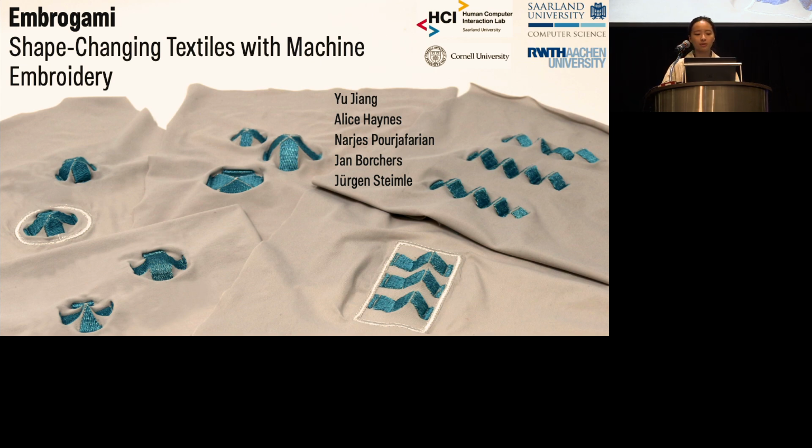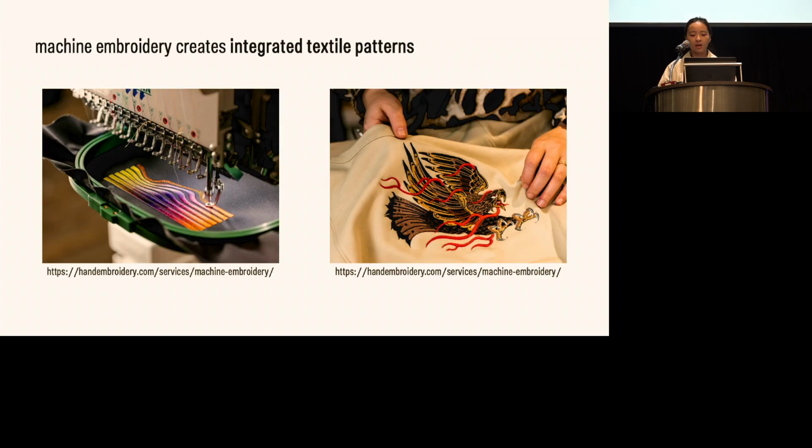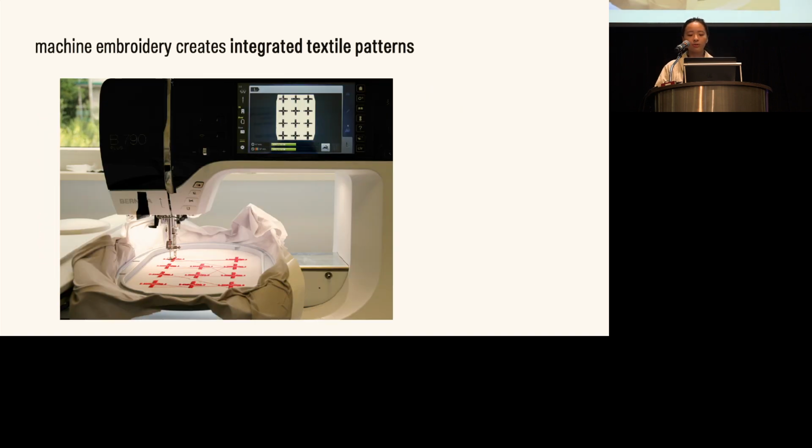Hi, this is Yu Jiang from Saarland University in Germany, and today I'm presenting Embrogami, which explores shape-changing textiles with machine embroidery. Digital fabrication tools have enabled rapid prototyping of custom objects, and among these tools, machine embroidery offers very unique benefits for creating integrated and entirely textile-based patterns on soft fabrics by performing programmed stitches. I'll briefly go over how machine embroidery works, which is quite simple and beginner-friendly.